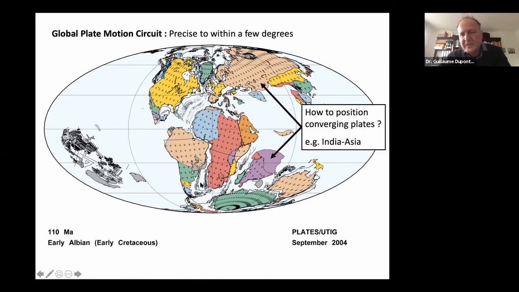Now I want to ask you a few questions so we can go further with this. The first question: how to position converging plates? For example, here, India and Asia, there are no marine magnetic anomalies in between. You can see there is a big Tethys Ocean here. It doesn't exist anymore. Can someone tell me, how do you get the relative position of India with respect to Asia, when you don't have marine magnetic anomalies in between?